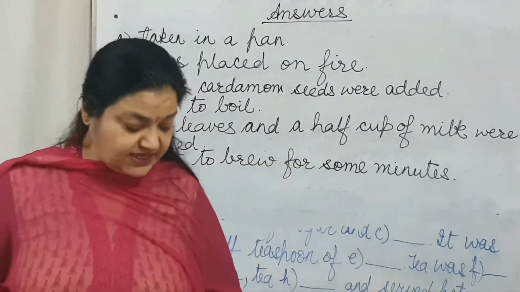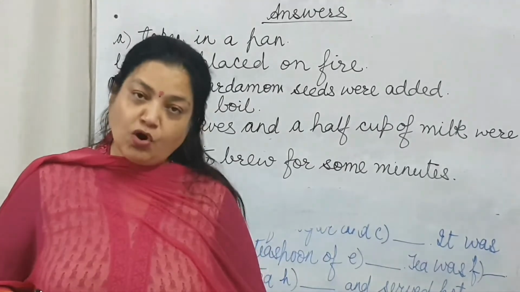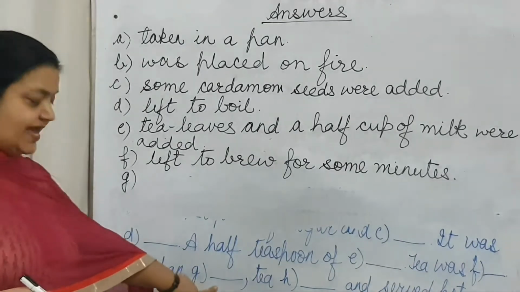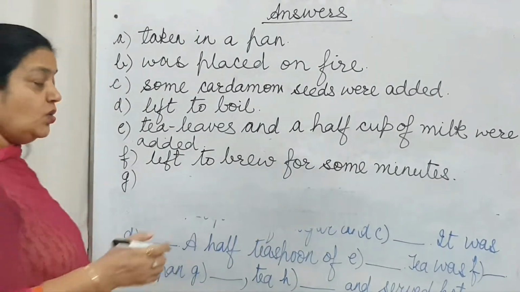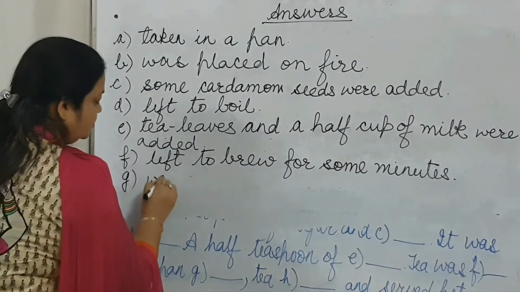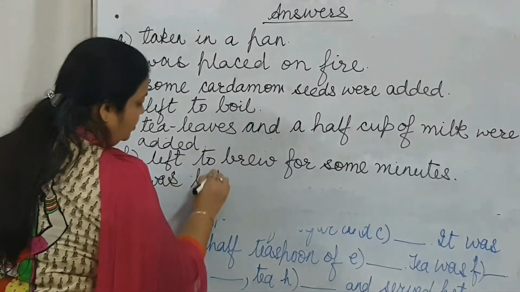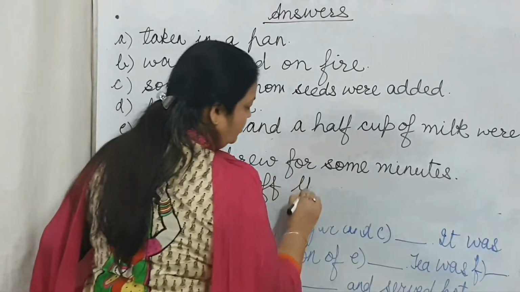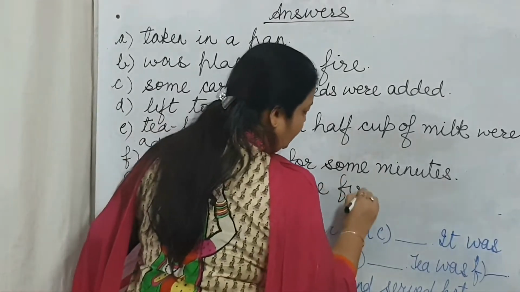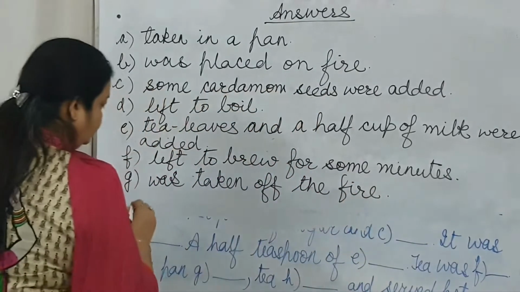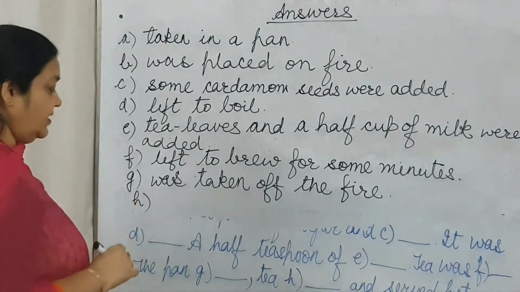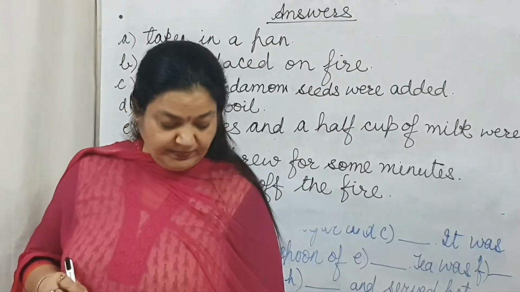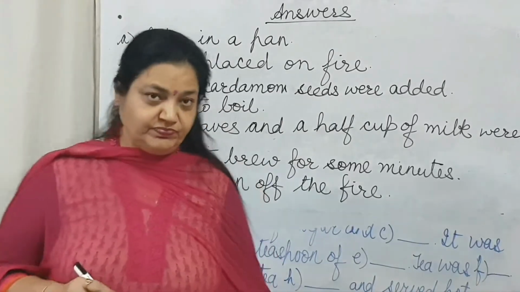The next instruction tells us take the pan off the fire. That is the G1. The pan dash. The pan was taken off the fire. And then what we did, the instruction says sieve in a cup and serve hot.